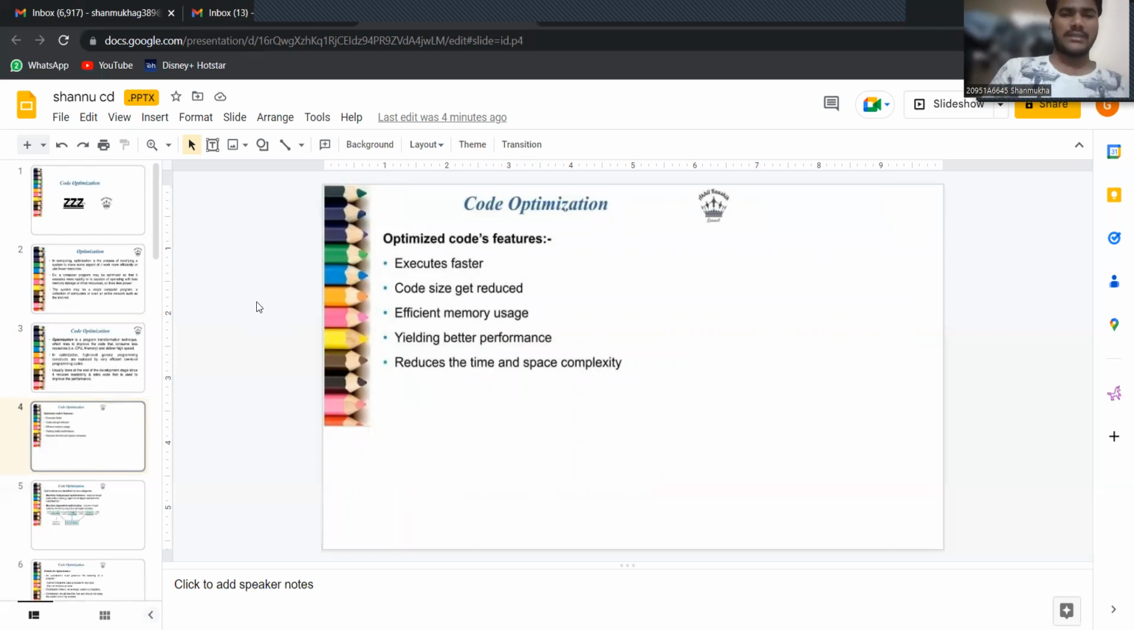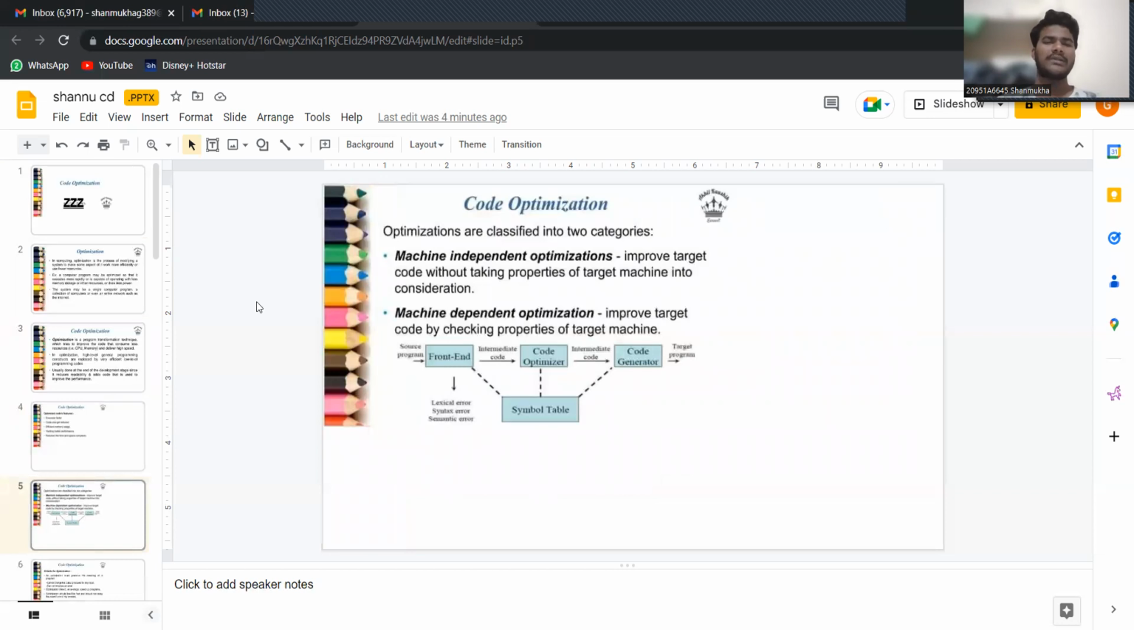Code optimizing features: code executes faster, code size gets reduced, and memory usage is efficient, yielding better performance and reducing the time and space complexity. And code optimization is classified into two categories. Machine independent optimizations improve target code without taking properties of the target machine into consideration. And machine dependent optimization improves target code by checking properties of the target machine.